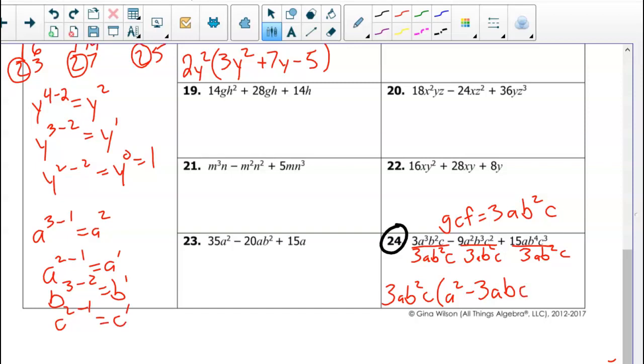For the last term, 15 over 3 is positive 5. A over a is going to cancel and become 1. B to the 4th over b squared is going to become b squared. C to the 3rd over c, or minus 1, is going to become c squared.